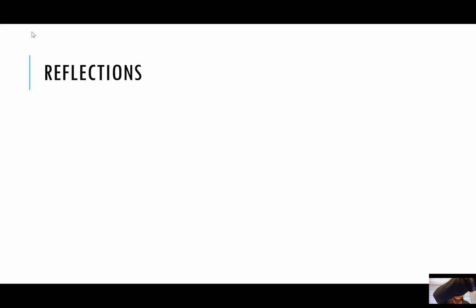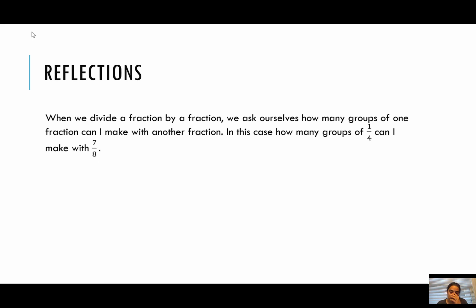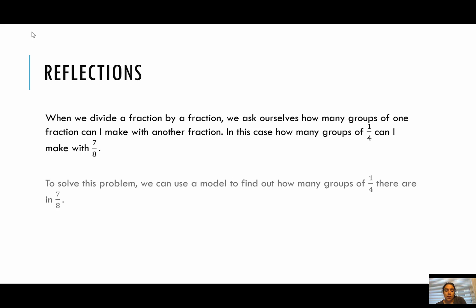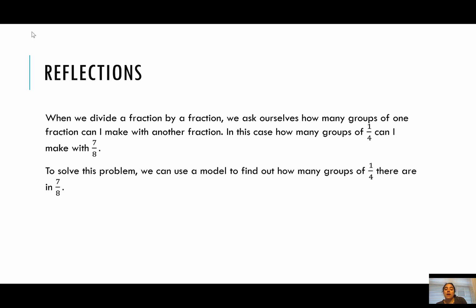All right, so what are our reflections from this problem? When we divide a fraction by a fraction, we ask ourselves, how many groups of one fraction can I make with another fraction? In this case, how many groups of 1/4 can I make with 7/8? To solve this problem, we can use a model to find out how many groups of 1/4 there are in 7/8. We can also write an expression and solve it by multiplying by the reciprocal.